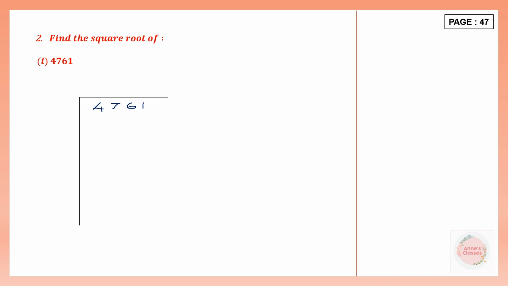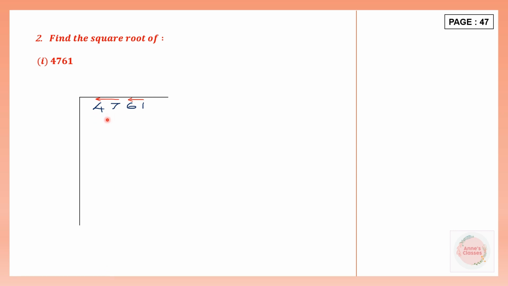4761. Now the next step is we have to pair our numbers from right to left. So we're moving this way. We're going to pair our numbers. So these two will make one pair. We're moving from right to left, and these two will make the other pair. Now we're going to look at the first pair of numbers, 47.